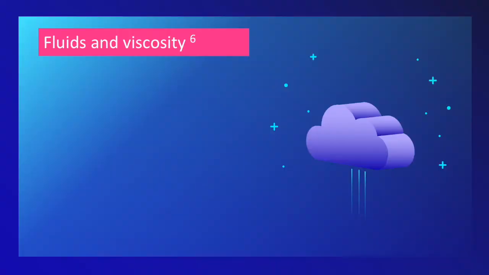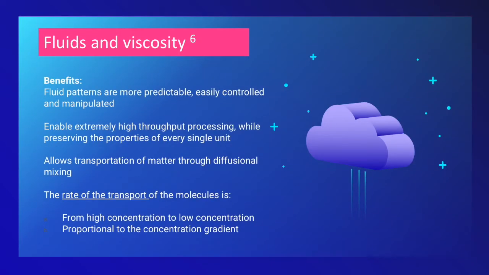The laminar flow in microfluidics has several benefits. The fluid patterns in the laminar flow are much more predictable, much more easily controlled, and easily manipulated. It enables extremely high throughput processing while preserving the properties of every single unit. It also allows the transportation of matter through diffusional mixing, and the rate of transport follows Fick's law of diffusion, which is proportional to the concentration gradient from high concentration to the low concentration.